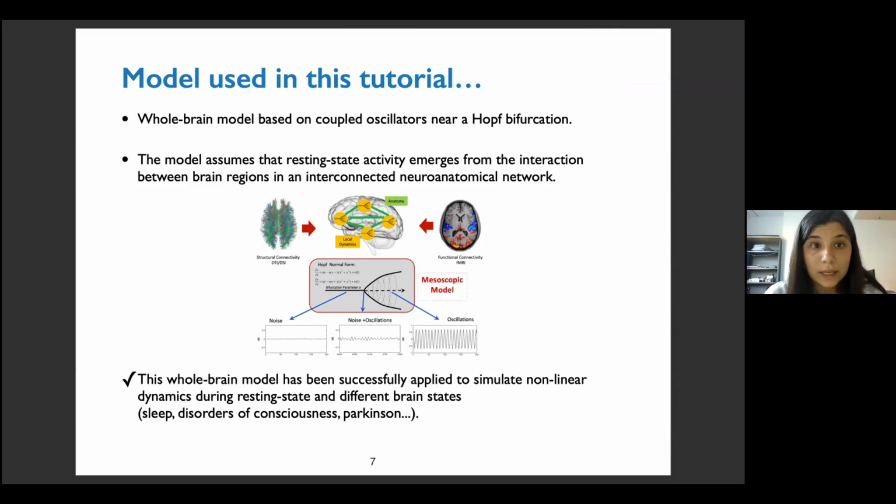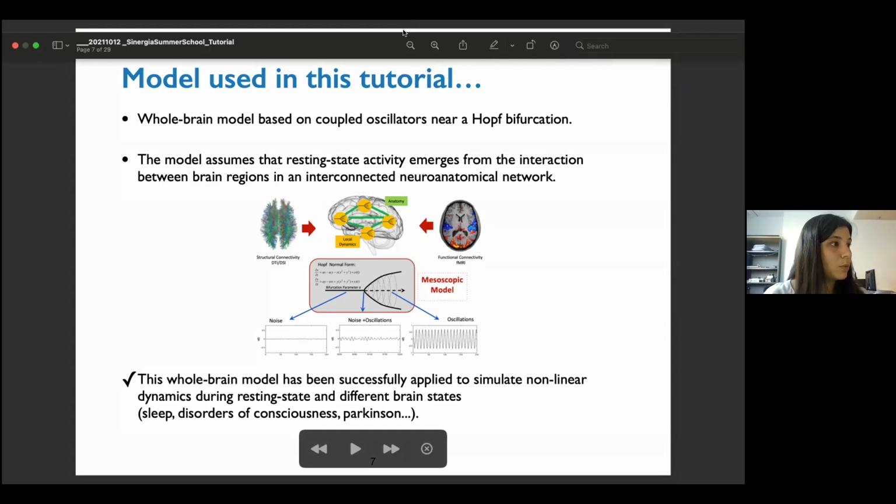Another important aspect of this model is that it has been successfully applied to simulate the nonlinear dynamics of different brain states, such as the resting state, and to explain the brain mechanisms using the parameters and the changes in the parameters. Also, we can explain some features of the brain mechanism and how it changes in different brain states. So now Manel will explain in more detail the description of this model.